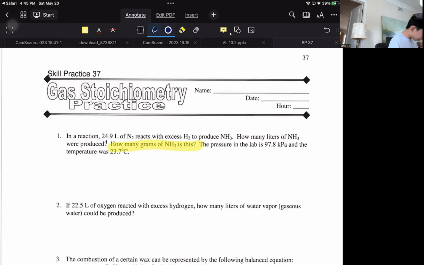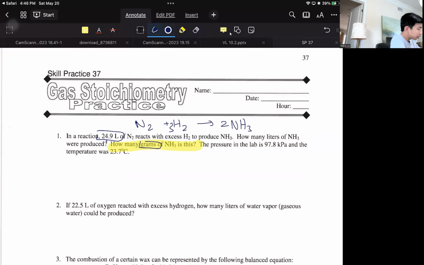So we're given liters, and we're going to go to grams. Actually, first, just write out the chemical formula. N2 reacts with H2 to produce NH3. And we notice that this chemical equation is unbalanced, so let's balance this. There's two N's on this side, only one on this side, so we add two. There's six H's on here, only two, so these are three. All right, so balanced.